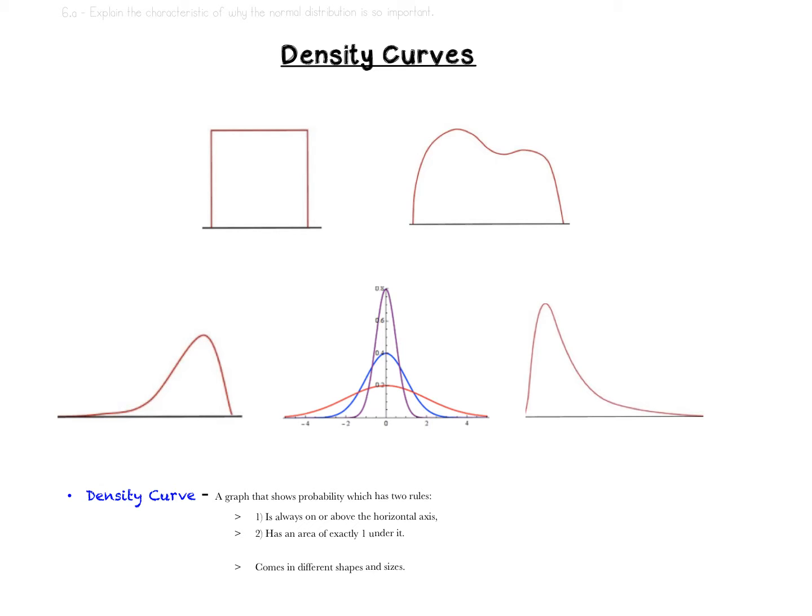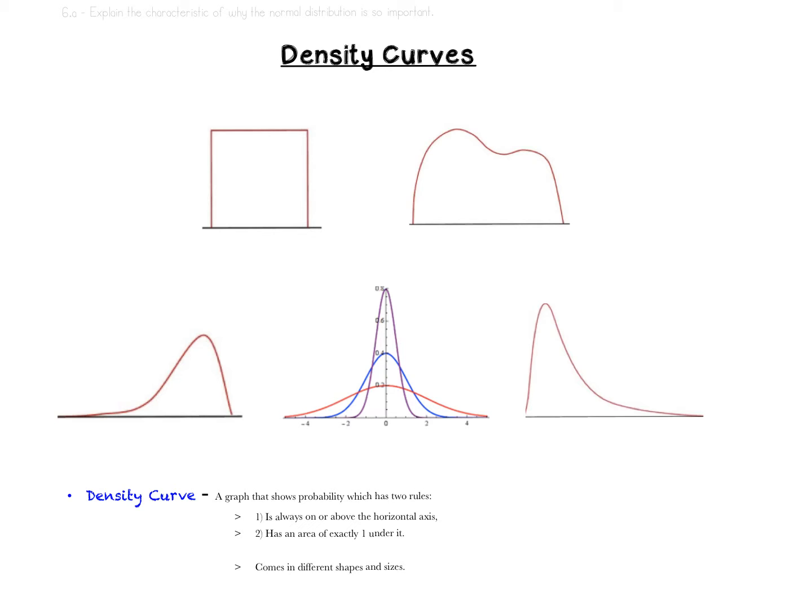So there's 2 rules for a density curve. One is that it's always on or above the horizontal axis. So none of my data ever goes below that horizontal axis. And 2 is it always has an area of exactly 1. So 100% of my data fits underneath that density curve. That's what a 1 means, 100%. And it just comes in different shapes and sizes, as you can see on here.